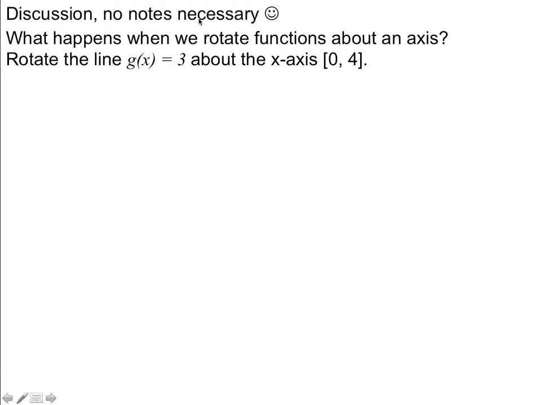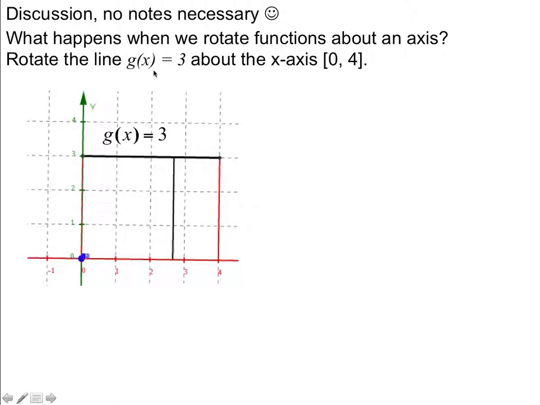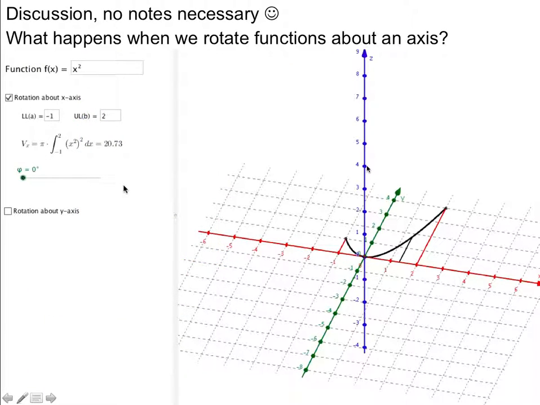So these are not in your notes. We're just going to give you a mental picture of what happens when we rotate a function about an axis. So we're going to rotate the line g of x equals 3. So it's a horizontal line at 3. And we're going to rotate this about the x-axis, so an axis that's parallel to it. We'll rotate this function from 0 to 4. So we have a domain here, a starting and a stopping point, so to speak. And so we're going to rotate that about the x-axis here.